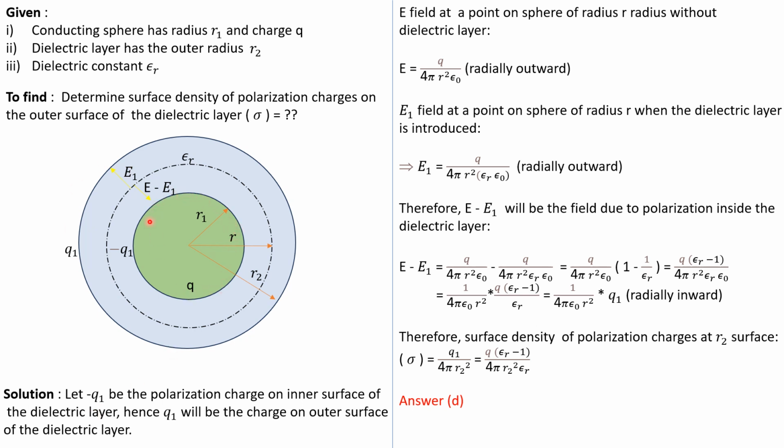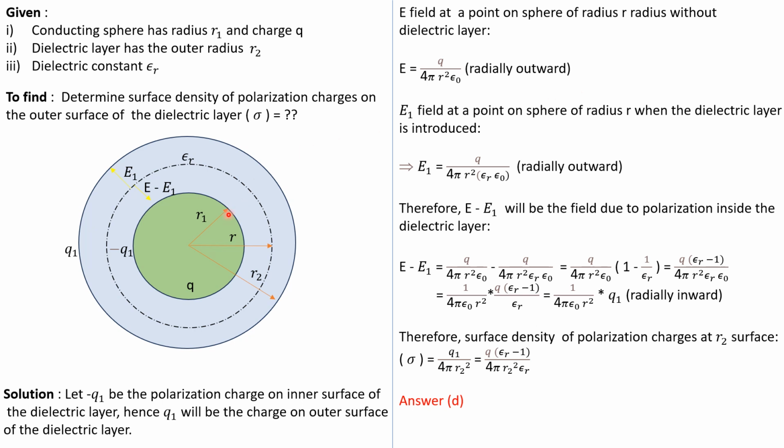Due to this Q charge on the conducting sphere, if there were no dielectric, at a distance r, which we have taken as this sphere, the E field could have been written directly as E equals Q by 4 pi r square epsilon naught. This is the permittivity constant. And we know that the direction of it will be radially outward.